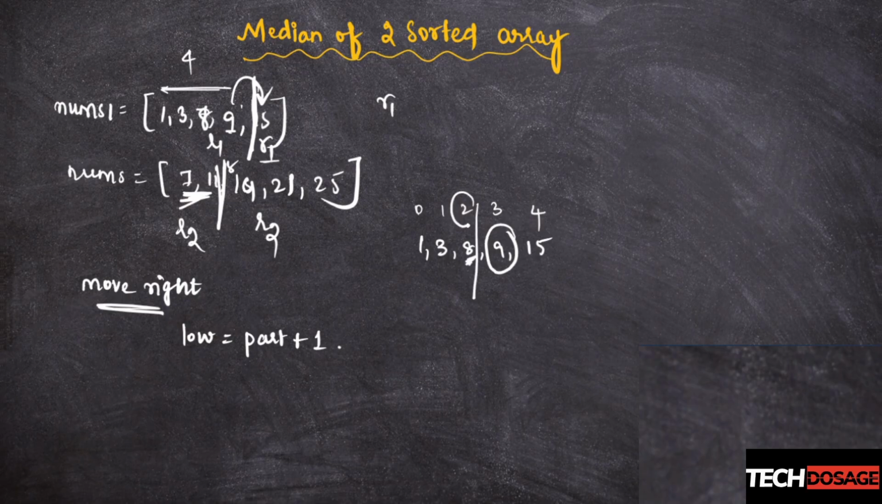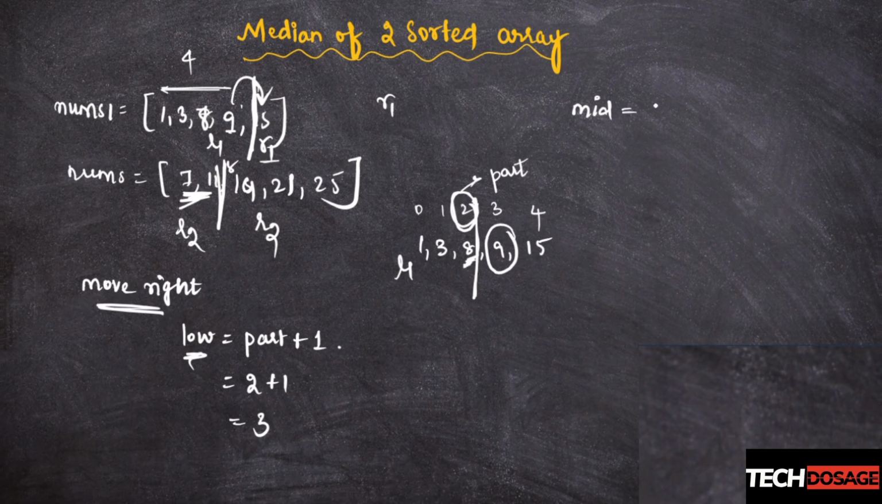So the index of this boundary element, the left side boundary element, is 2. This is my left partition, right? And I want elements from the left side. So this is my partition. Now low becomes 2 plus 1, which is equal to 3. Okay. Now with this low, you find the midpoint.